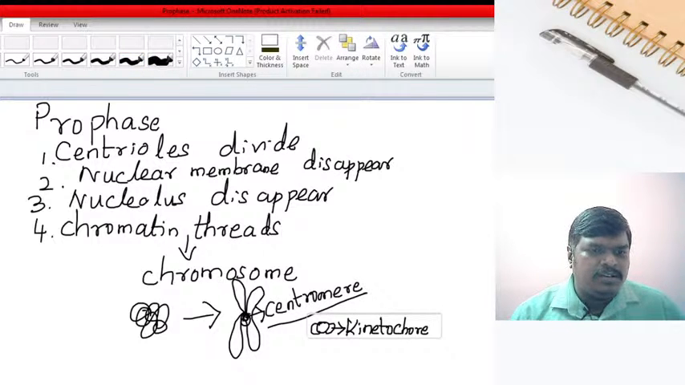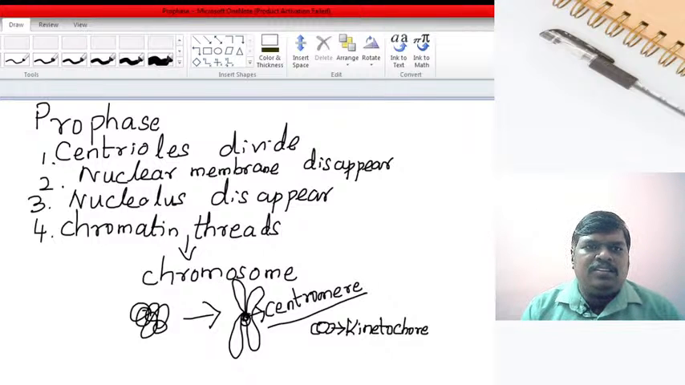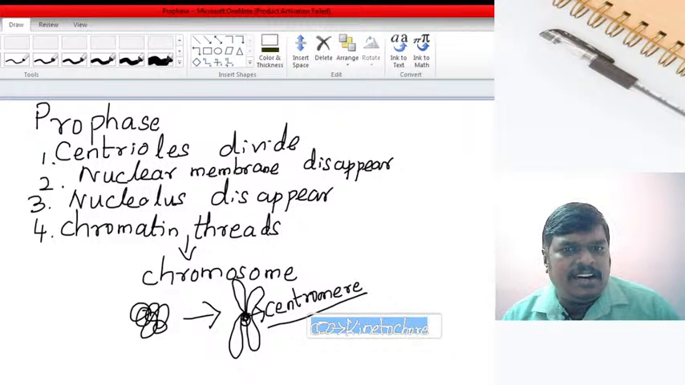Kinetochore is formed. The kinetochore is a structure that is towards the side of the centromere. Just now, I hope you can understand what is formed at the end of the prophase. Again, I am going to repeat it for you, children. Just understand this.